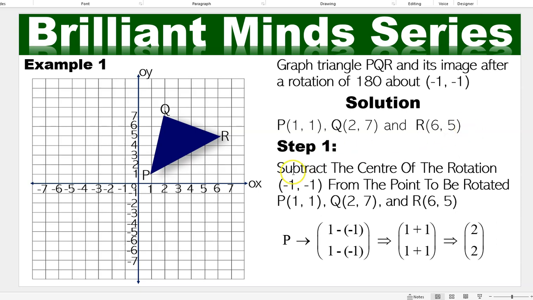So step 1, we are going to subtract the center of the rotation, which is (negative 1, negative 1), from the points to be rotated, that is P, Q, and R. When you pick the first point P, which is (1, 1), and subtract the center of rotation from it, we are going to get (1 minus negative 1, 1 minus negative 1).